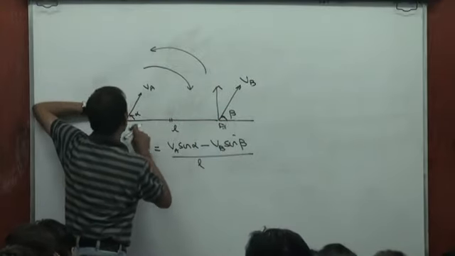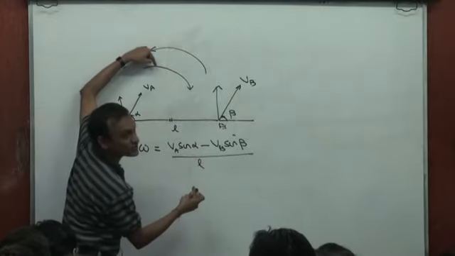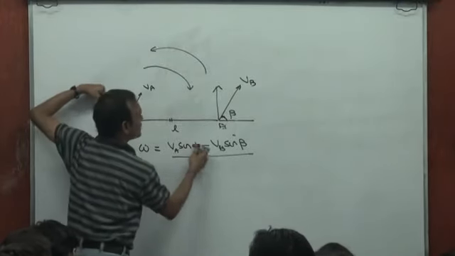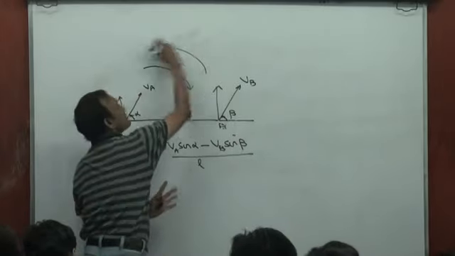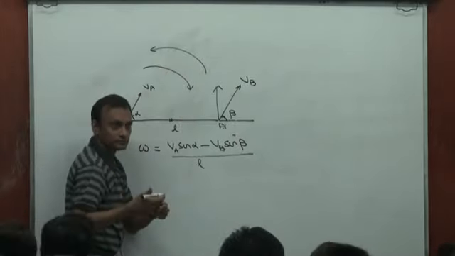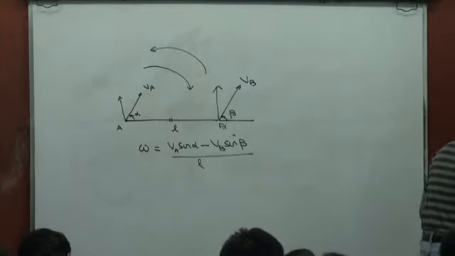And with respect to A, B would be moving like this. So, that means the body would get oriented this way. So, omega would have been like this if VA sin alpha would be greater than VB sin beta. Otherwise, it would be like this. Right? Now, that's the idea in the next problem.